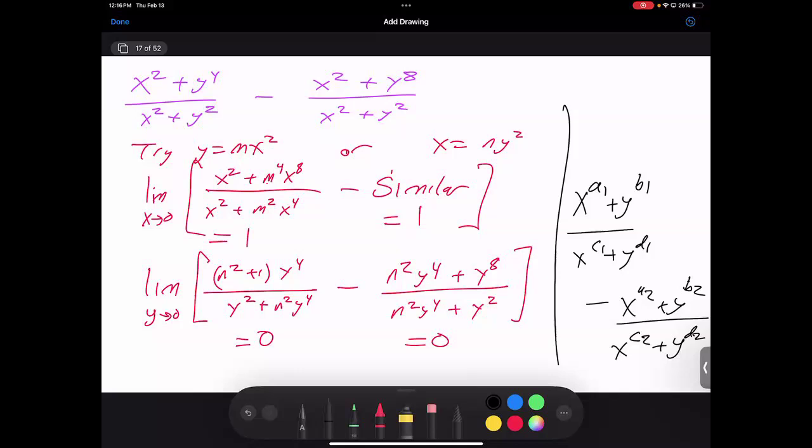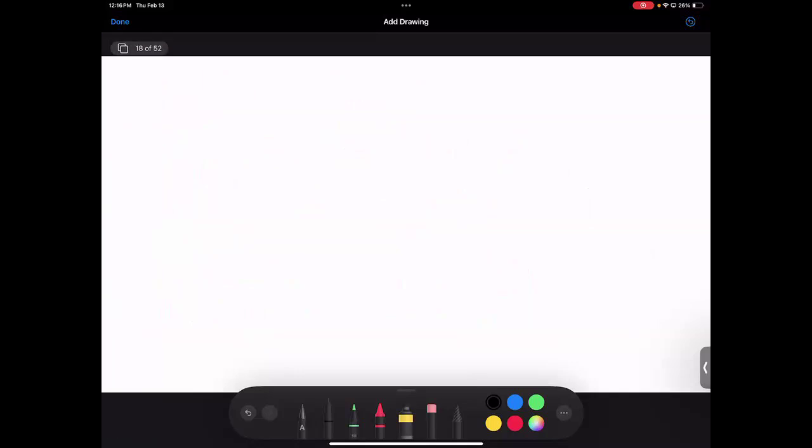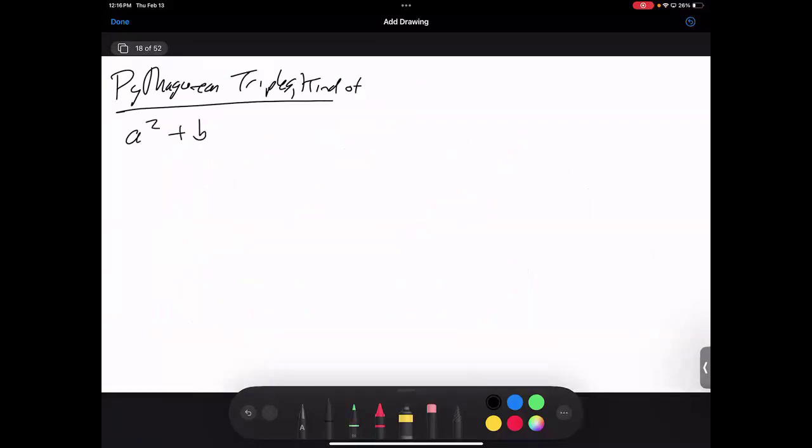Okay, what I want to do is I want to talk about one of my favorite problems. Pythagorean triples, kind of. Everybody should know about triples a squared plus b squared equals c squared. Can somebody give me the canonical example? Yeah, 3, 4, 5. You got to say 3, 4, 5.